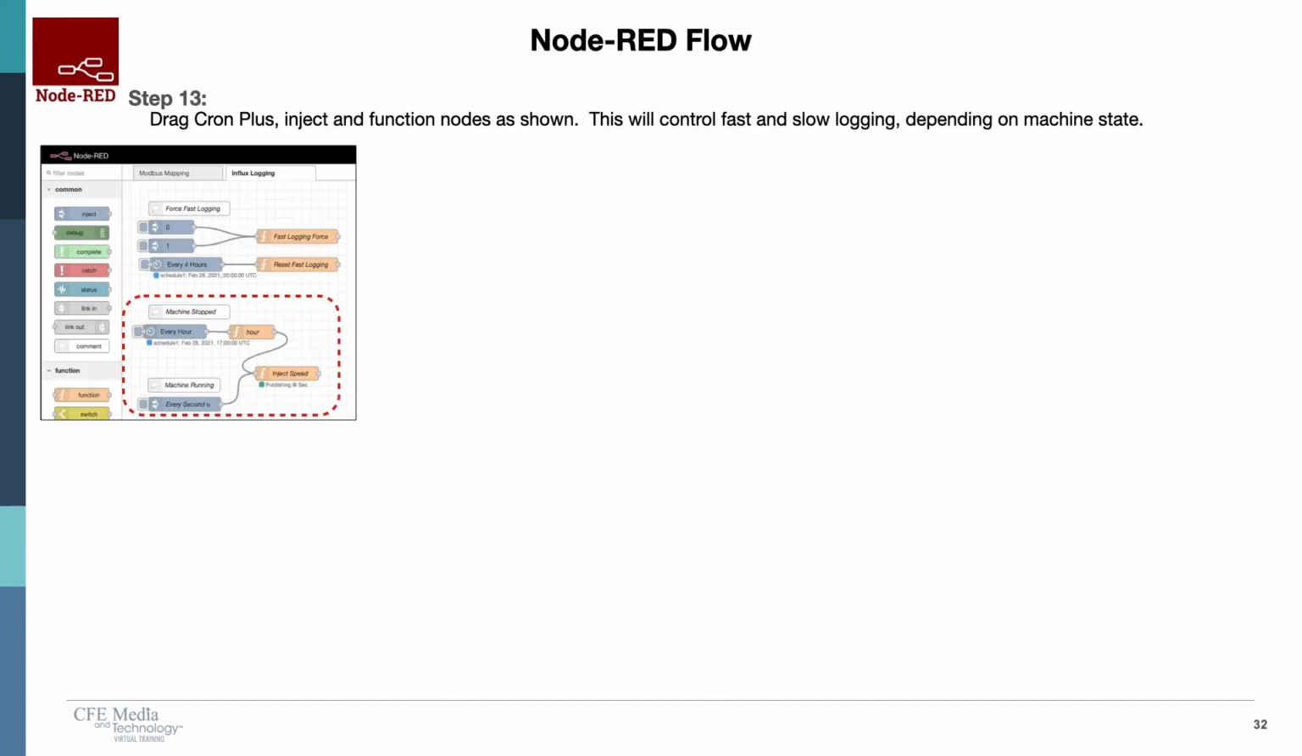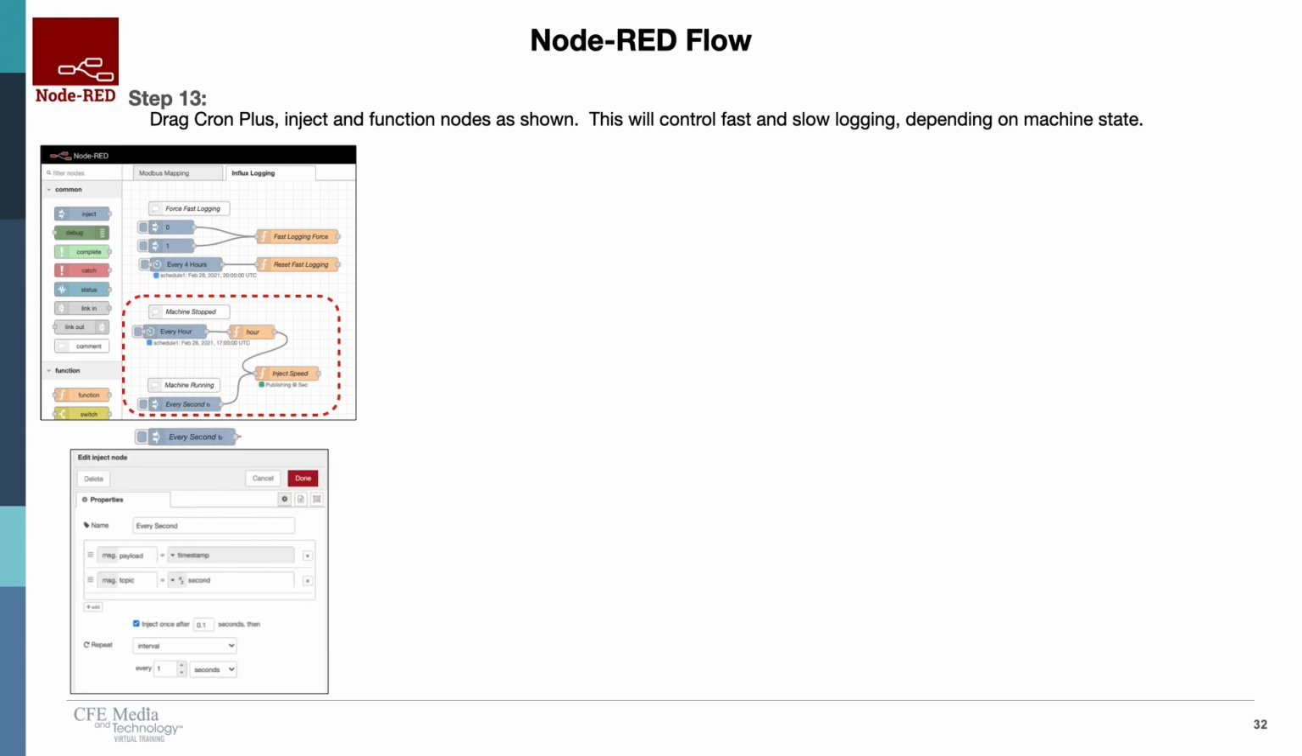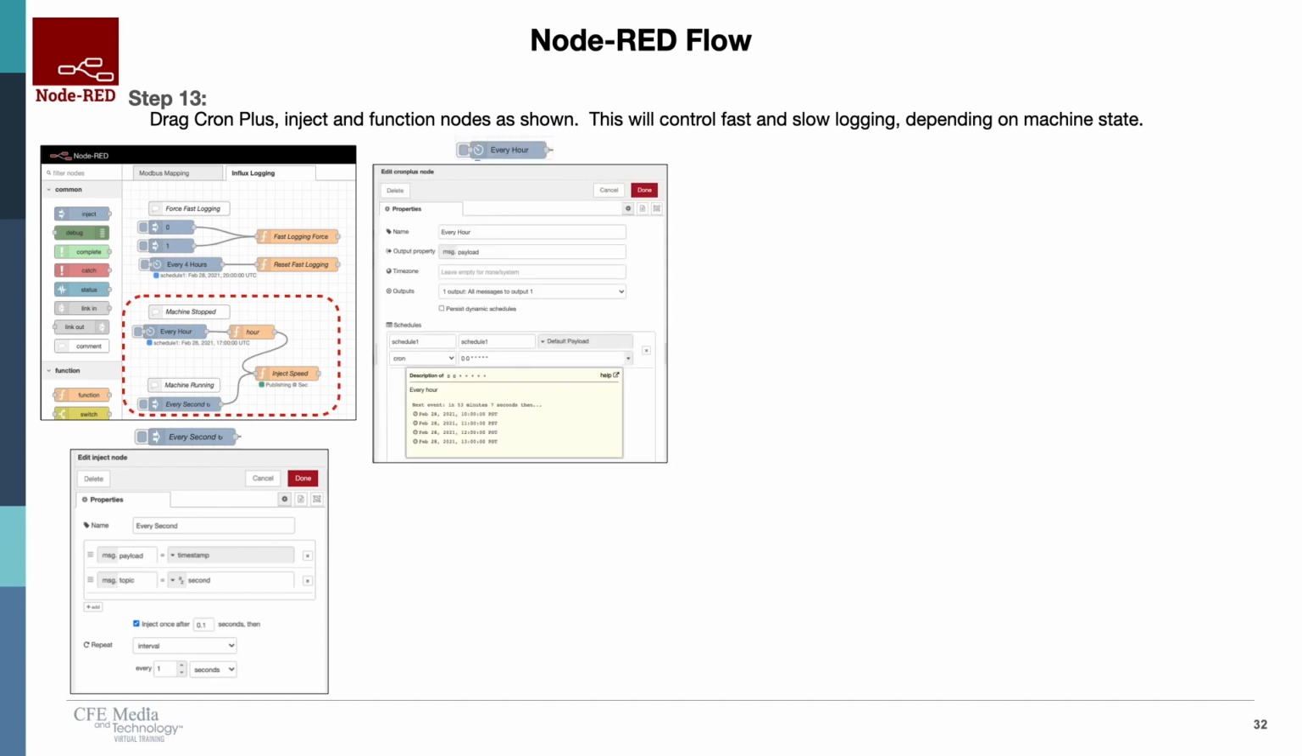This next section, we're also going to use another cron object, and that will be our trigger for the slow logging mode, and then we'll also have a faster logging. So this will trigger every second, and then the slower one will trigger every hour.